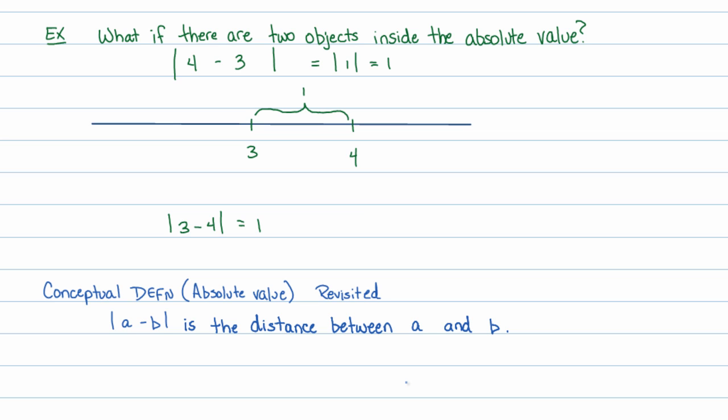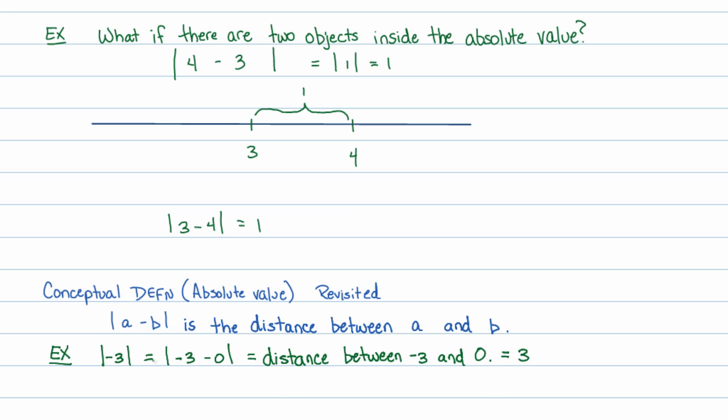And this actually doesn't break the rules that we know for absolute value, because, for example, the absolute value of a negative 3 is the same thing as writing the absolute value of a negative 3 minus 0. In other words, it's the distance between negative 3 and 0, which we know to be 3.